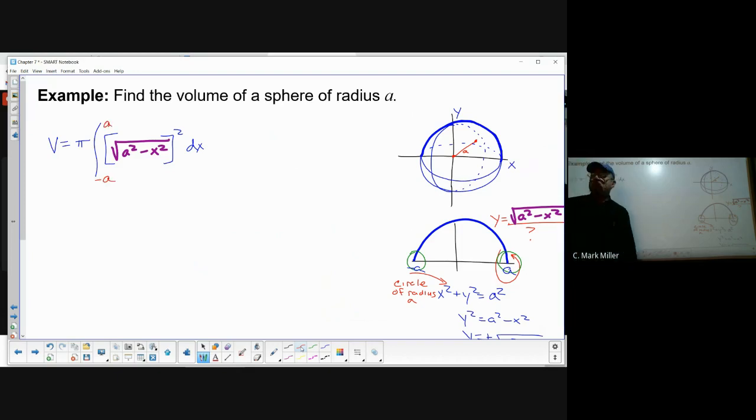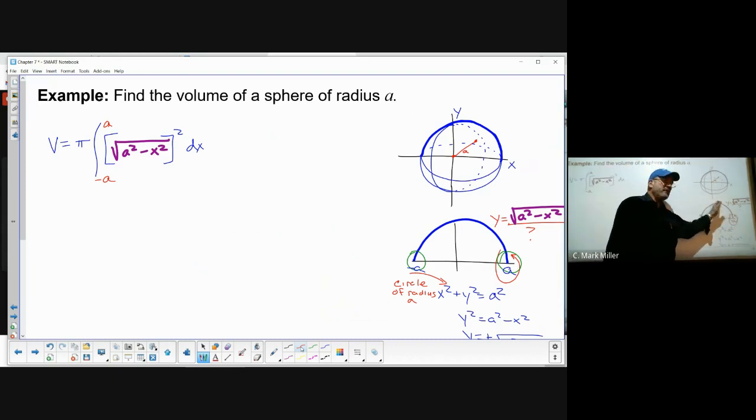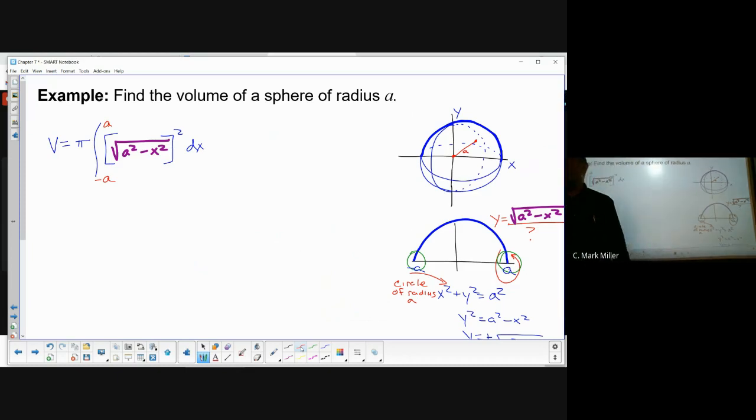Now, the student will observe we have symmetry here. Either half will generate half of the volume of the sphere, right? So this is going to be easier if I do this. What do I get when I square that? A squared minus x squared.